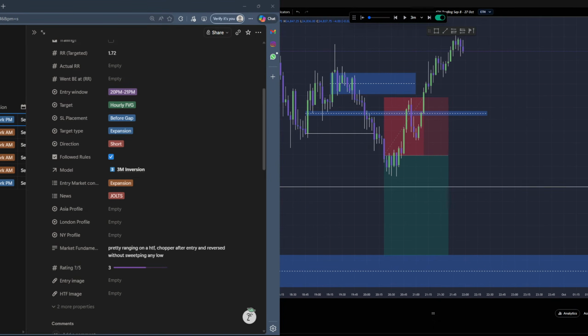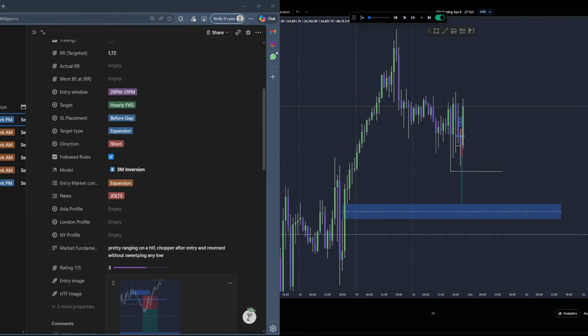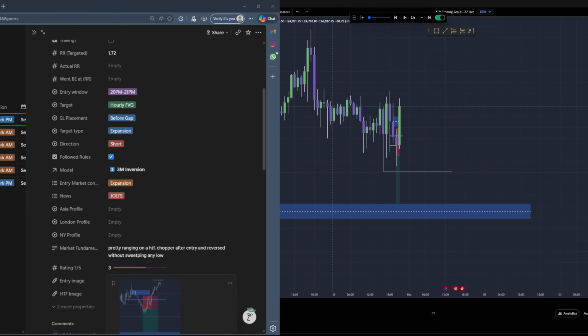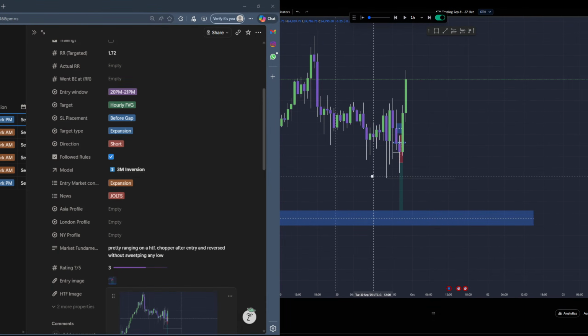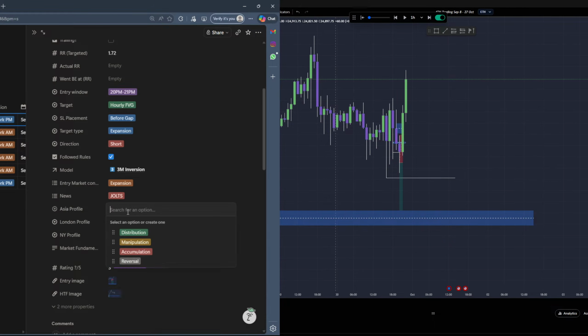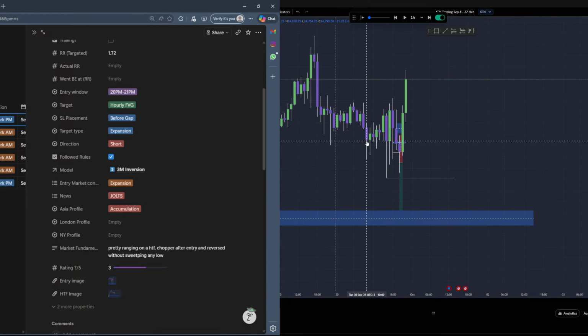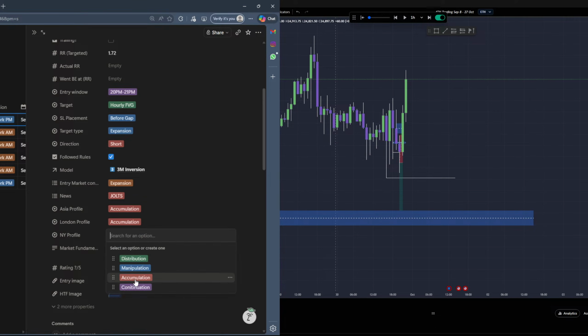Get the higher time frame image, the lower time frame image, and let's do session profiling and image. Wow, it's really awful. Again, I mean, I see that New York manipulated went lower than higher. Like both Asia and London pretty much accumulated. And then New York manipulated both.